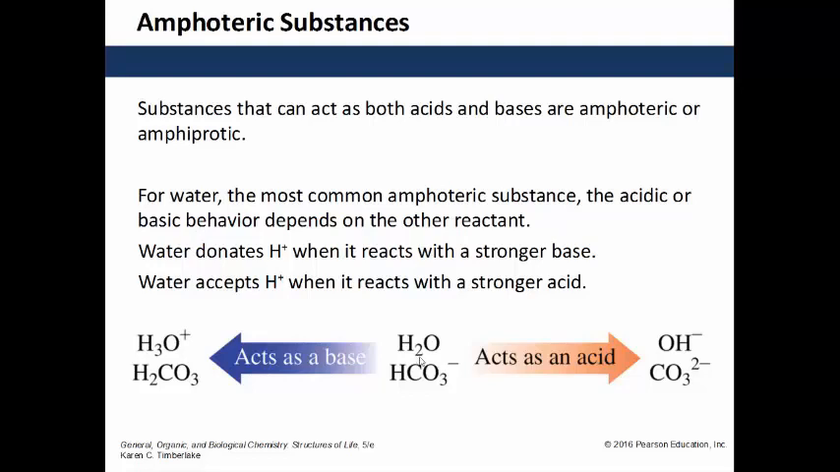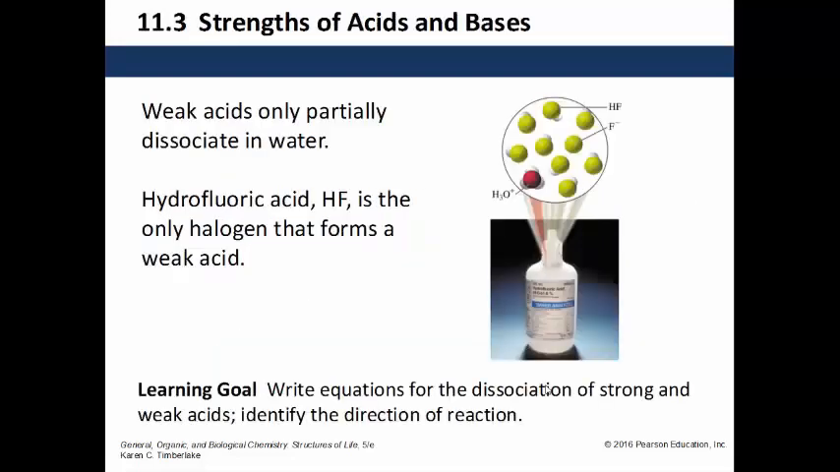Alright, here's a good summary of water and how it could act in either way. If water accepts another hydrogen, it becomes H3O+, that is acting as a base. If it donates a hydrogen ion, it becomes hydroxide, OH-, and is acting as an acid. So it just depends on what it is interacting with that will determine how it behaves. Alright, now we'll move on to the strengths of acids and bases.